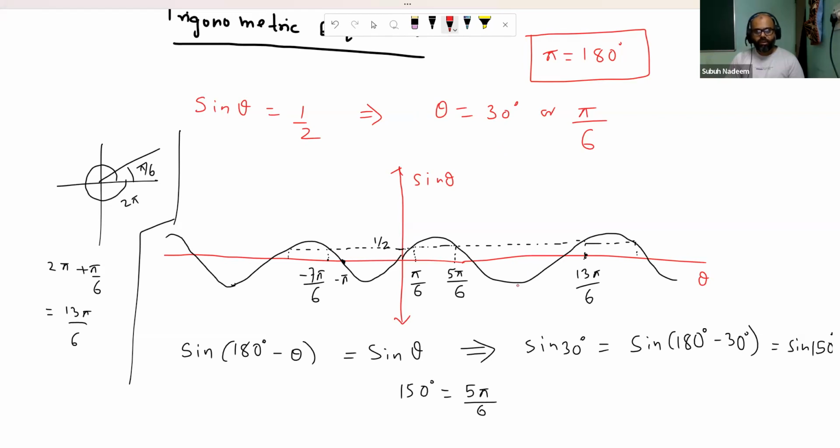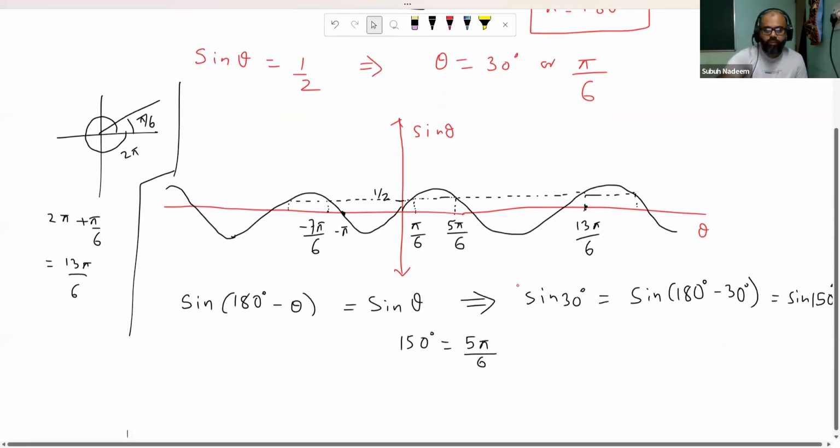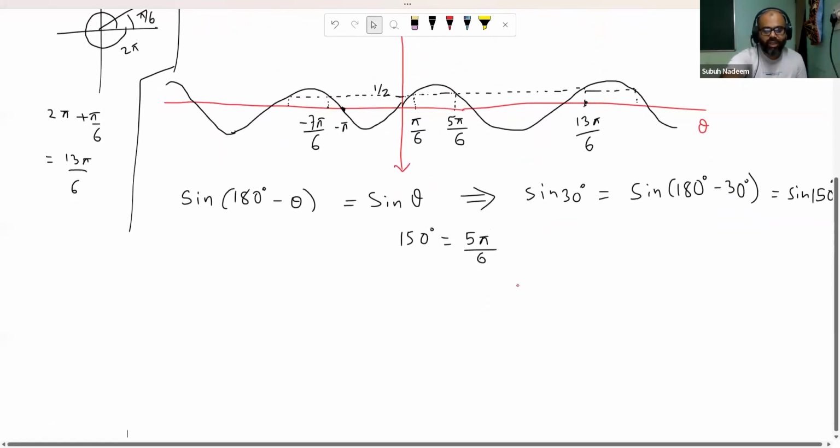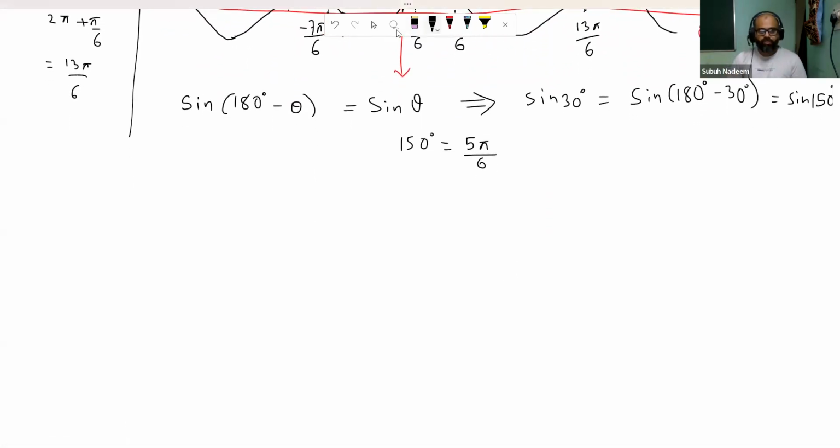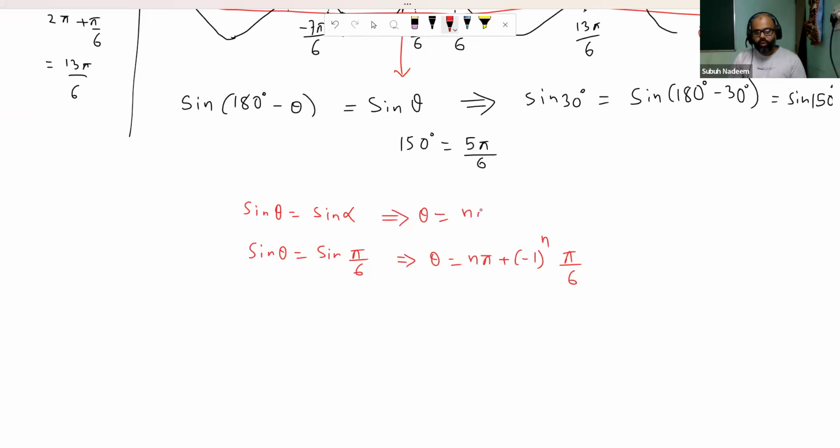Finish? If you have written, okay. So there is a formula which says that if sine theta is equal to sine alpha, like the example here is sine theta is equal to sine of pi by 6, which we call 30 degree, then we say that theta is equal to n pi plus minus 1 to the power n pi by 6. That is, the general formula is theta is equal to n pi plus minus 1 to the power n alpha.